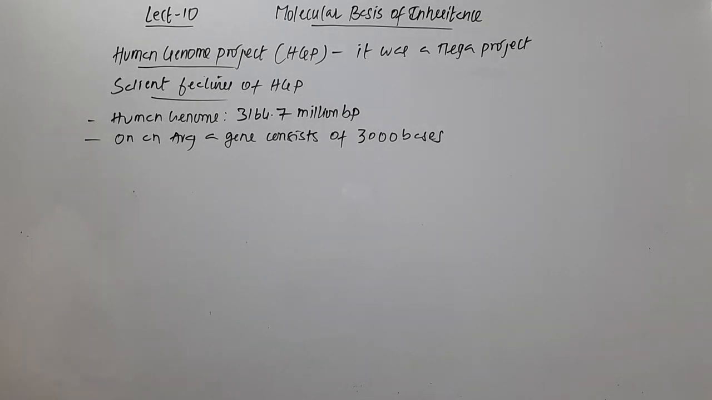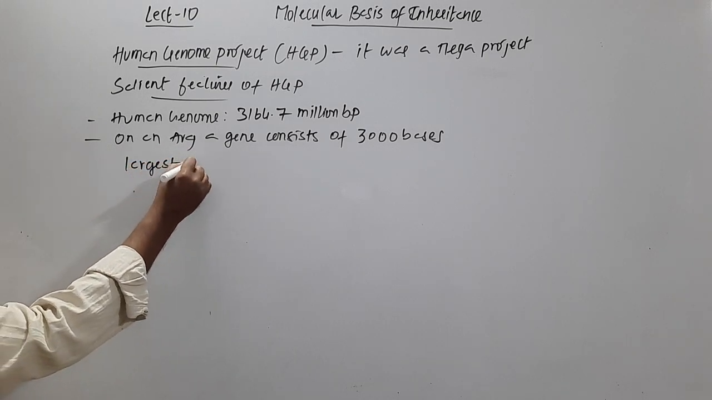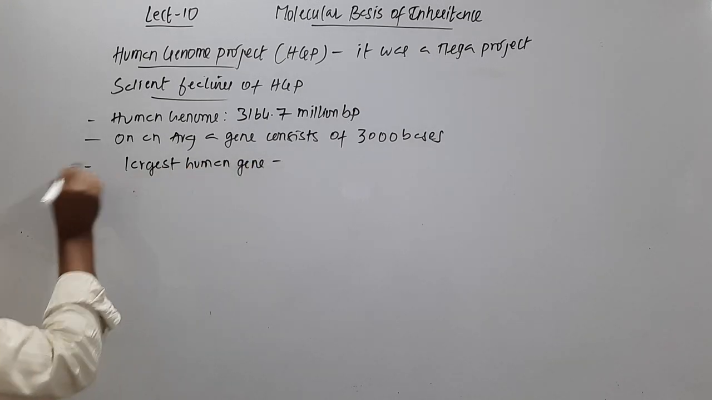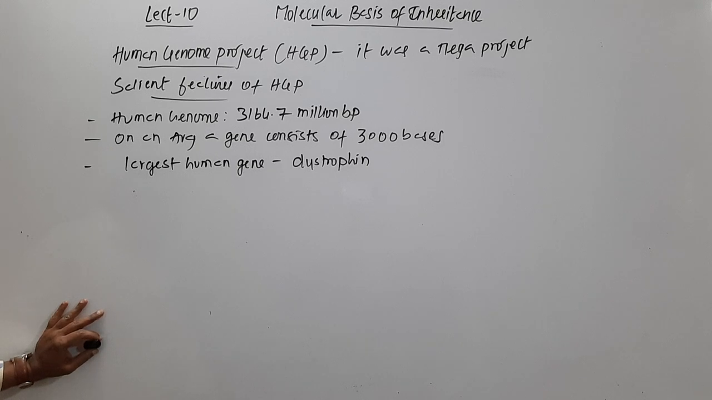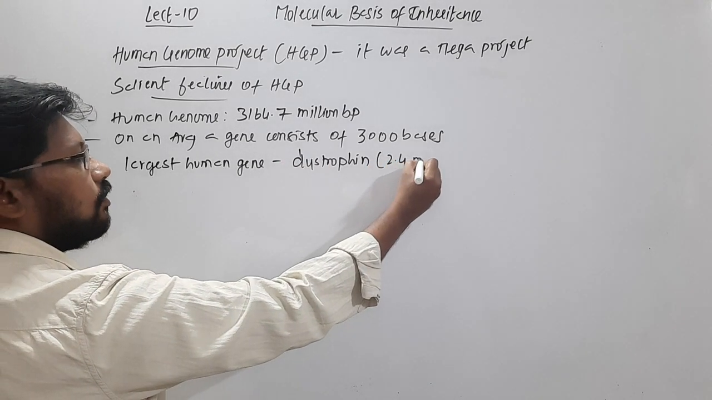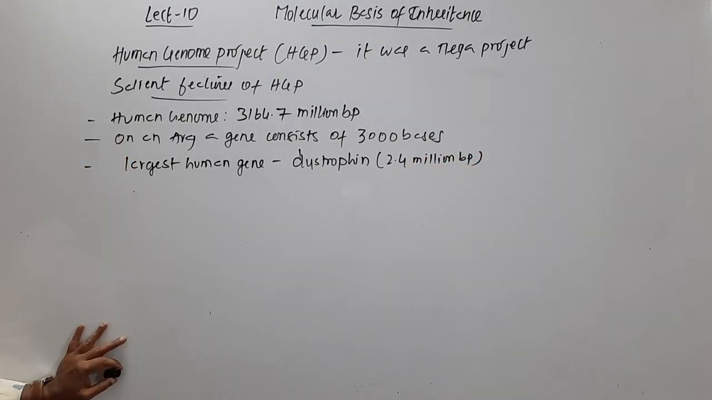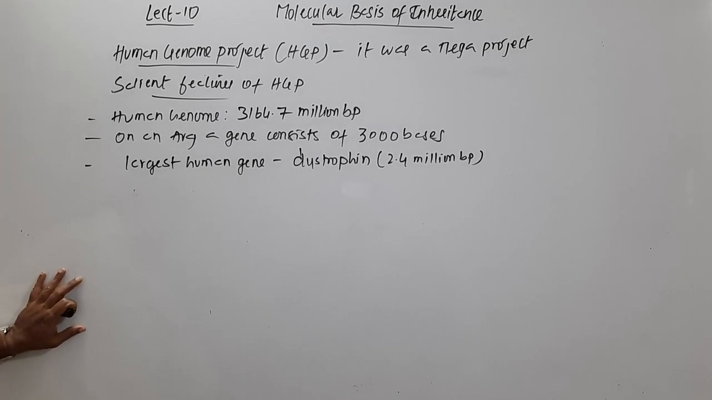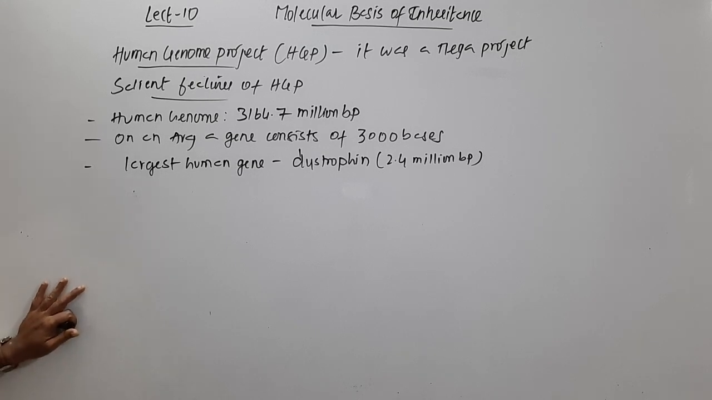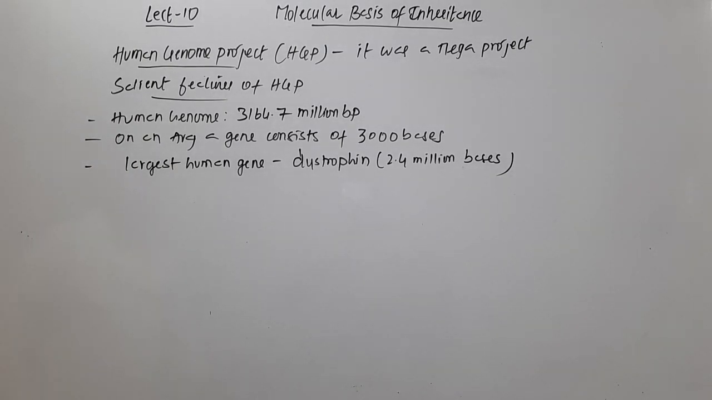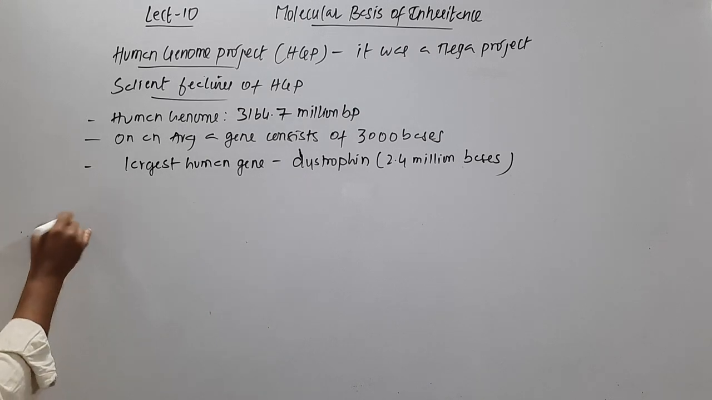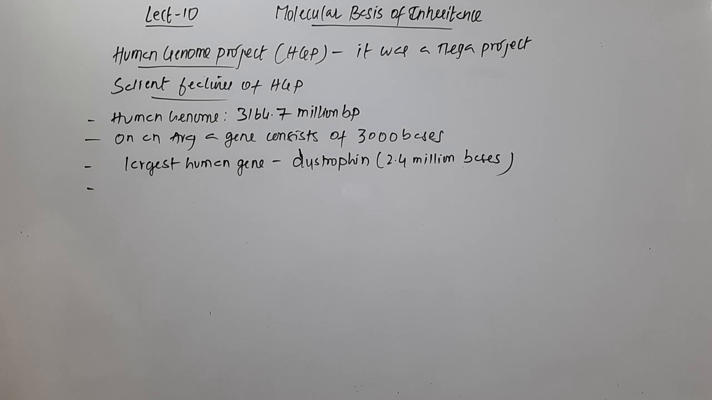And of course the size of the gene greatly varies, and we came to know that the largest human gene is the dystrophin gene, which has 2.4 million base pairs. So dystrophin, the largest human gene, has 2.4 million bases. That is the information we have come to know.